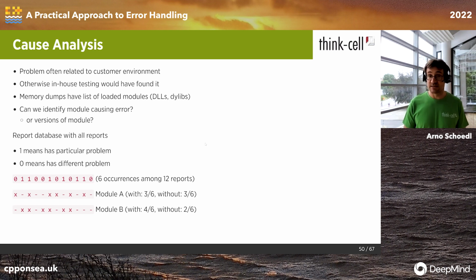And the question is, module B, is that strong enough to say, well, module B may have something to do with the problem? Can you quantify how likely it is that module B is at fault?